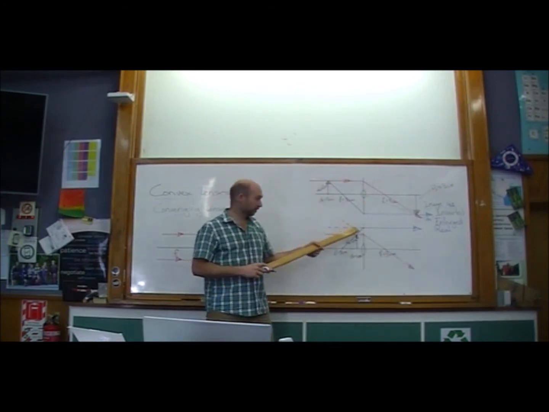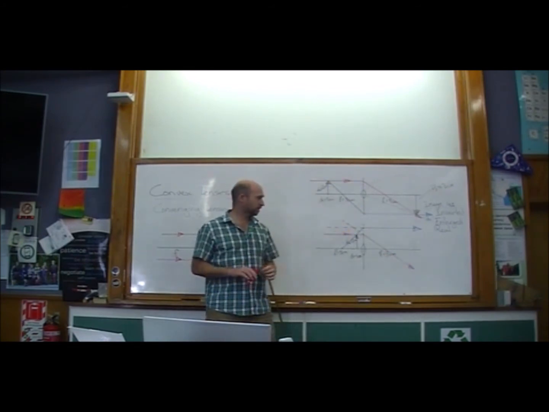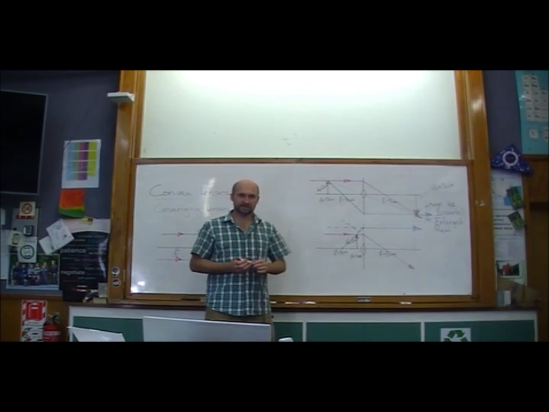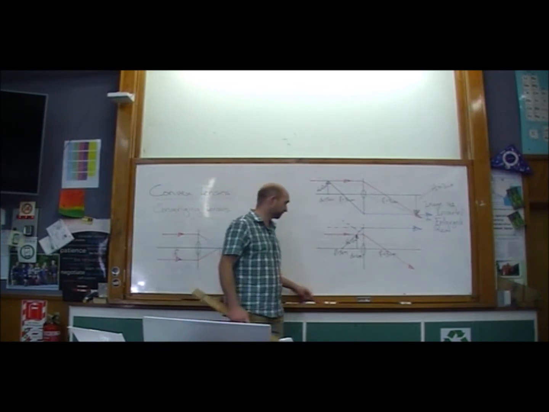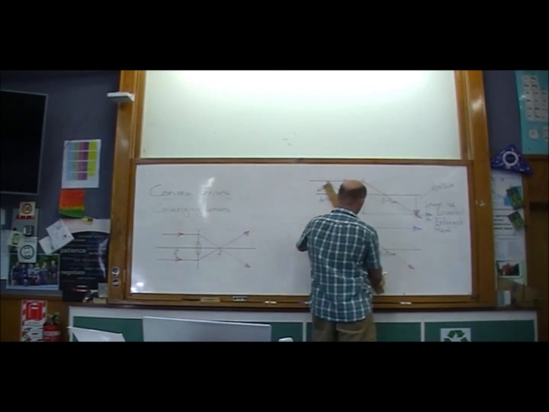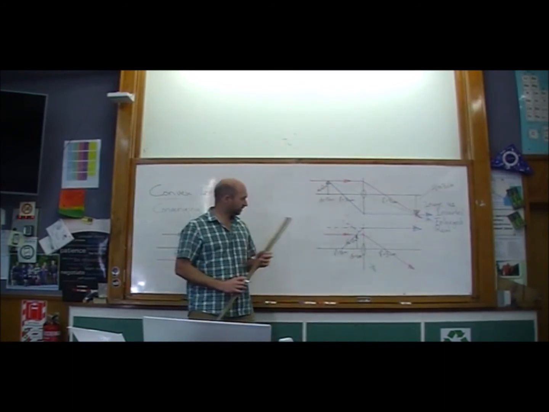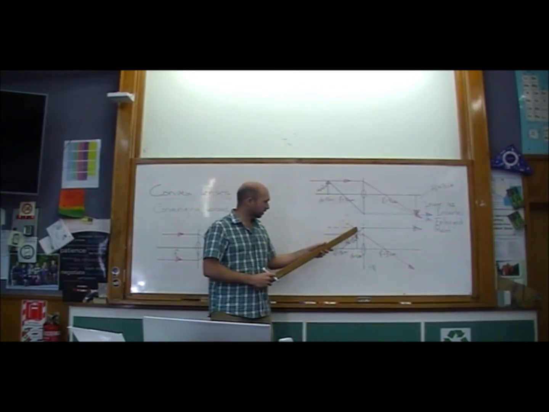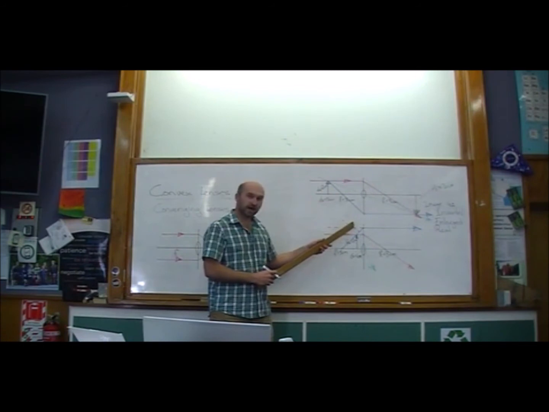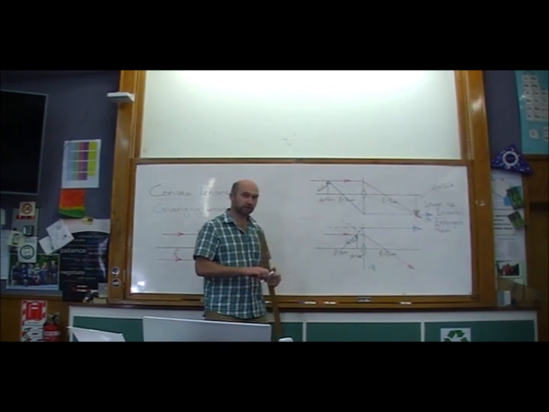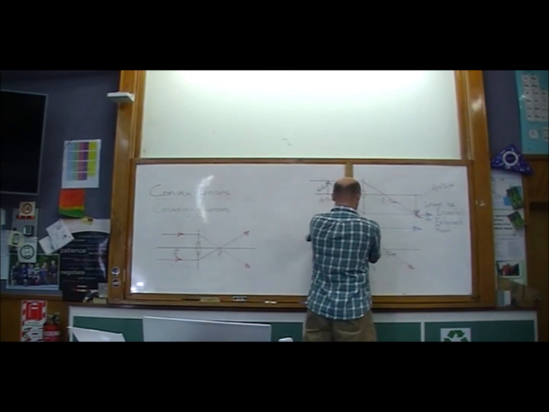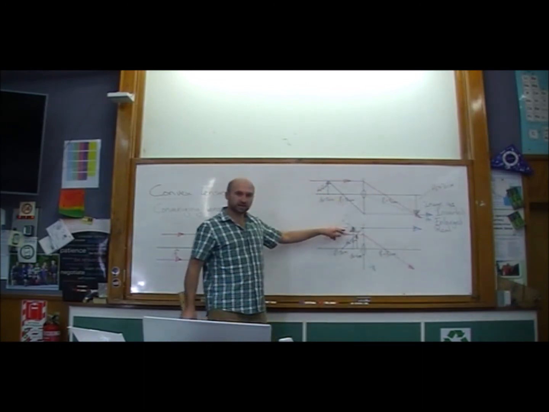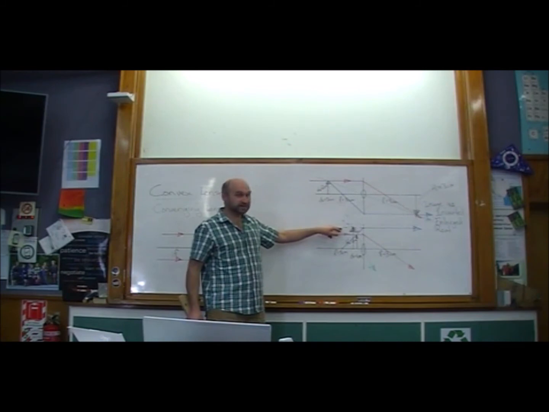Aha! Look, we've found a point here where two rays intersect. Let's draw a third confirming ray, in and out straight through centre. And happily, all three rays meet at the same point. Let's draw on the image. So the larger of those two arrows is the image.